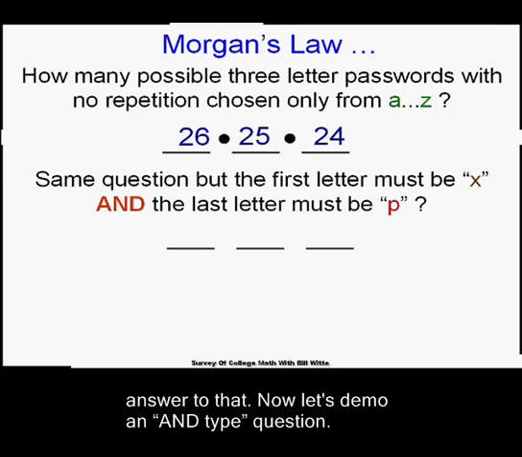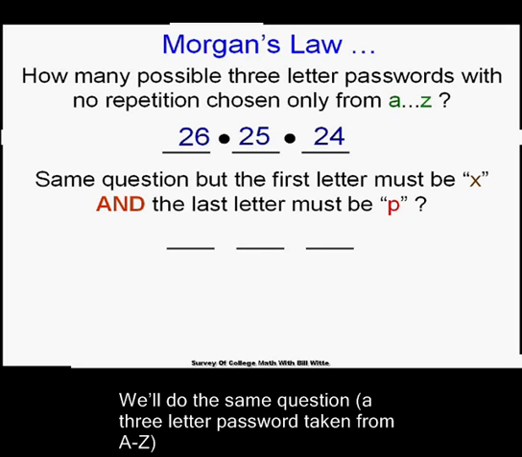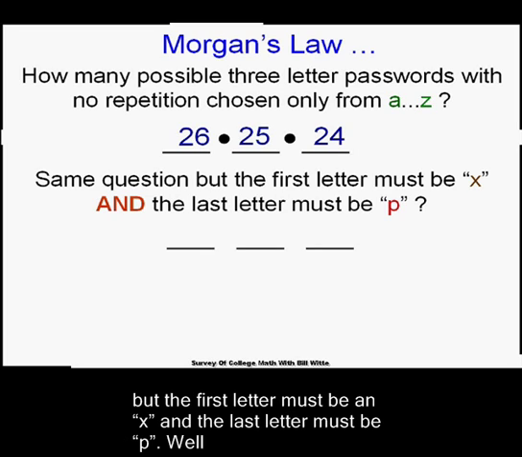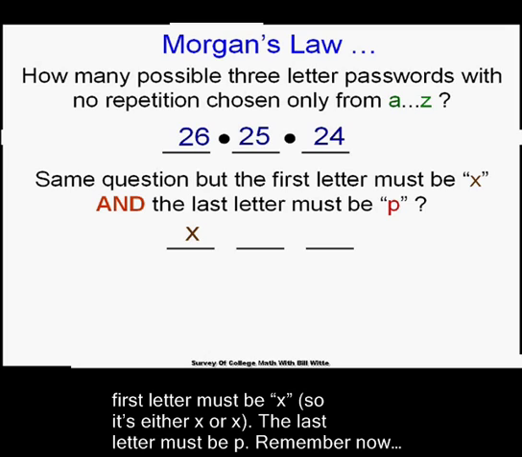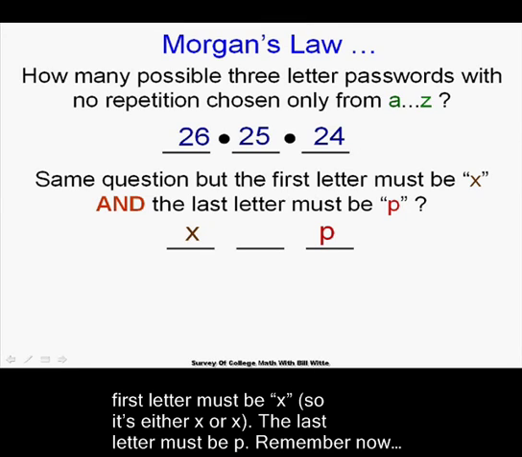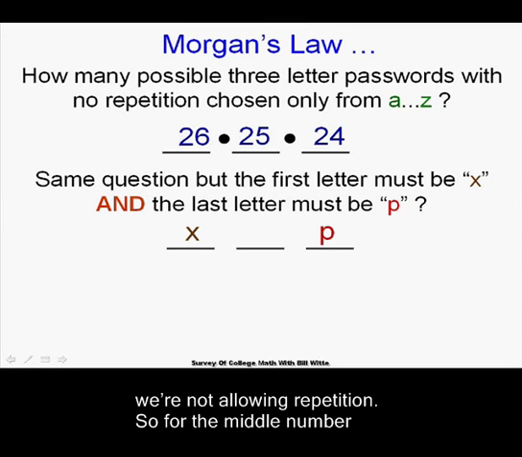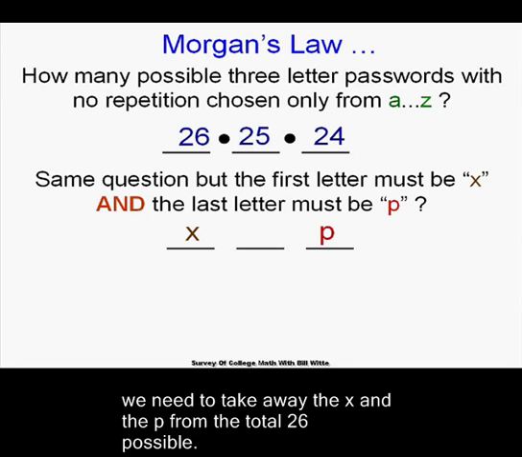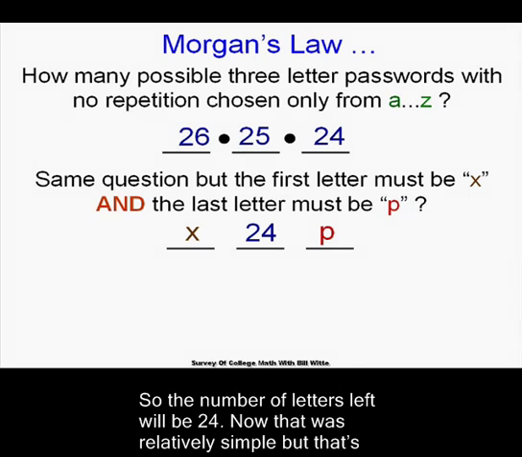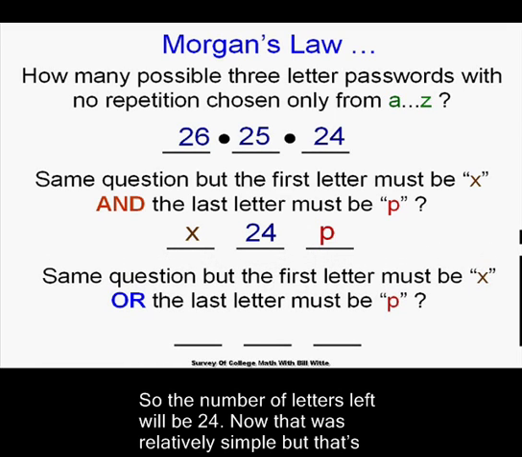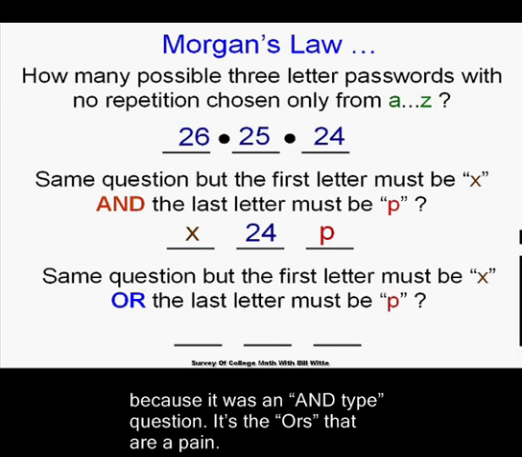Now, once again, let me demo an AND. Let's do the same question. 3-letter passwords. We're going to take them from A to Z. The first letter must be X, and the last letter must be P. Remember now, we're not allowing repetition. So for the middle letter, we have to take away the X and the P from the 26. So the only number of letters left is going to be 24. 26 minus 2. Gets you thinking, doesn't it? That was relatively simple, though, because it was an AND.